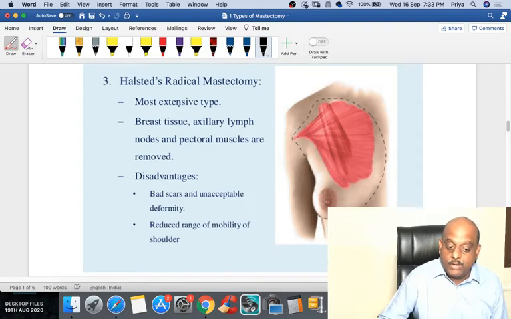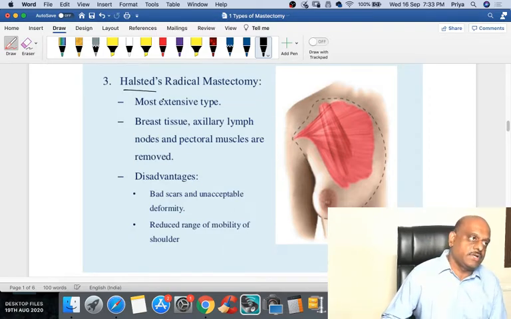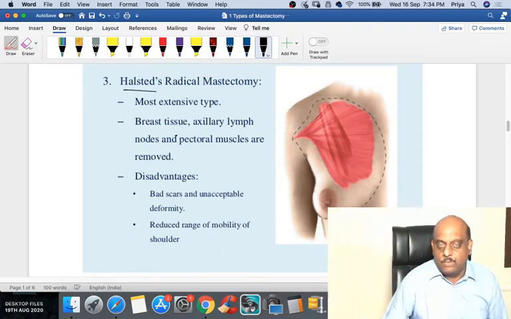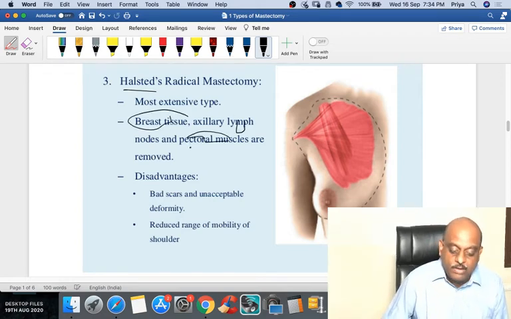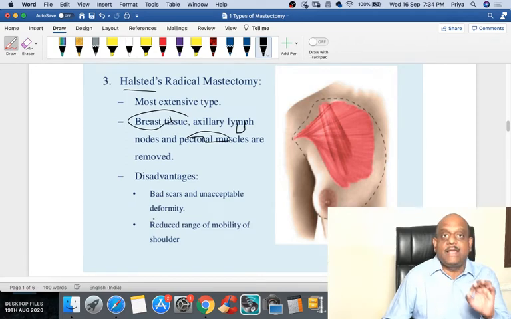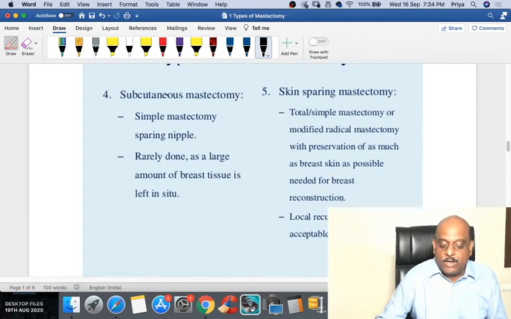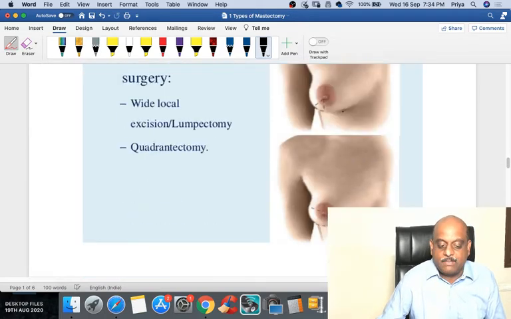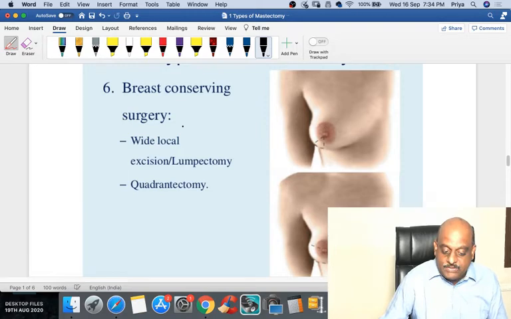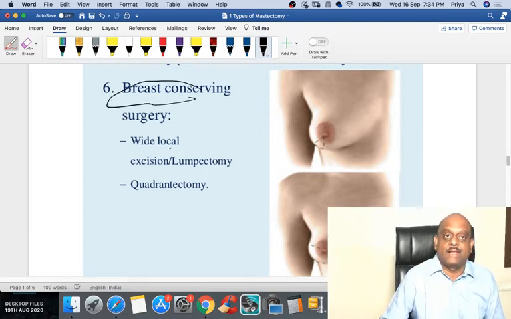So, what do you do in Halstead's radical mastectomy? It is much more extensive. Breast tissue, axillary lymph node, pectoralis muscles are also removed. But the main disadvantage is it leaves a lot of scars. Similarly, you can do subcutaneous mastectomy, skin sparing mastectomy, and breast conserving surgery like lumpectomy or quadrantectomy.